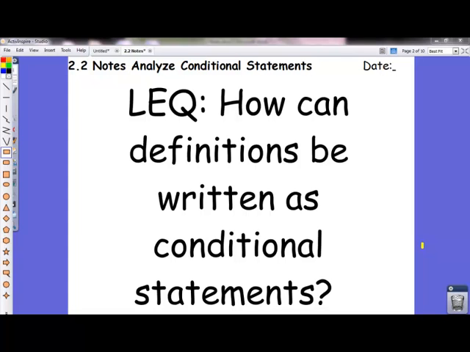Okay, today you're going to be looking at how can definitions be written as conditional statements. A conditional statement in geometry is just a logic statement. There's different rules that apply, but in geometry we use about half logic and the other half measurement.